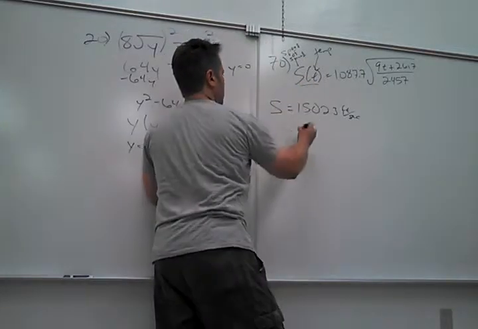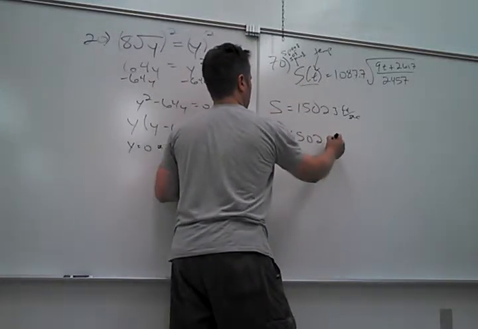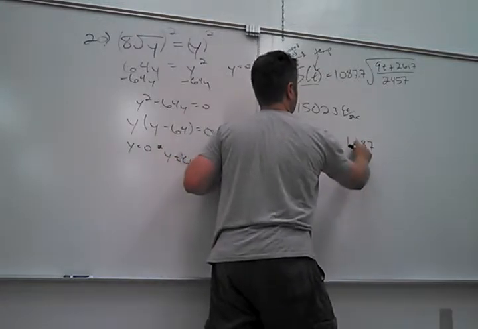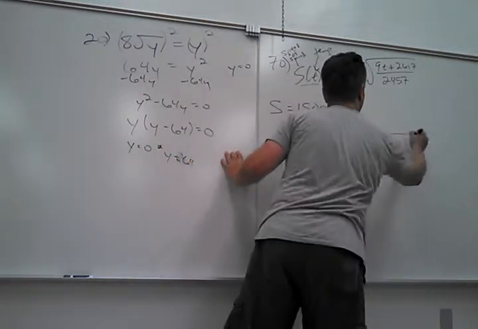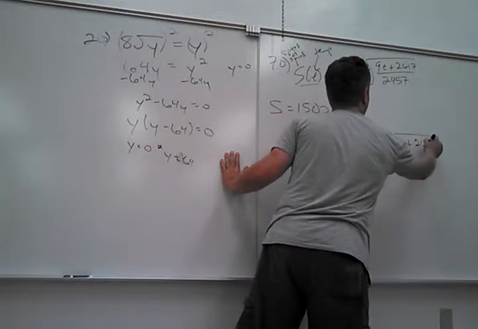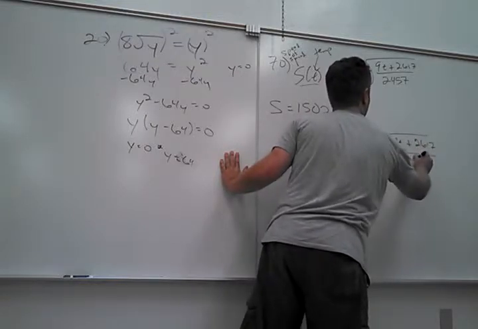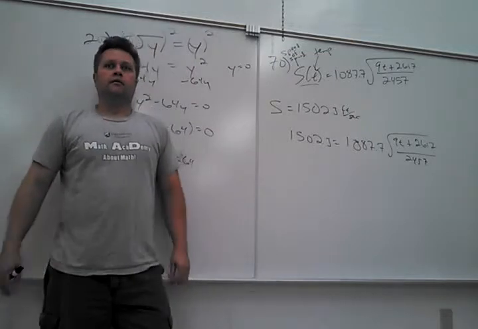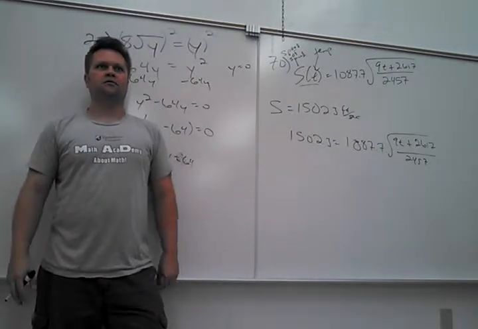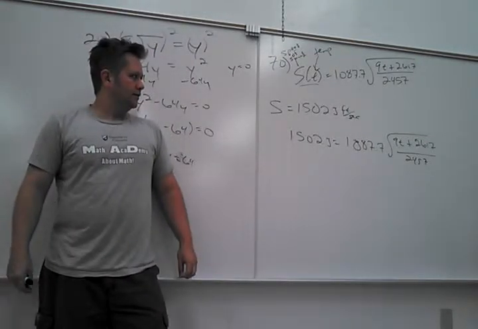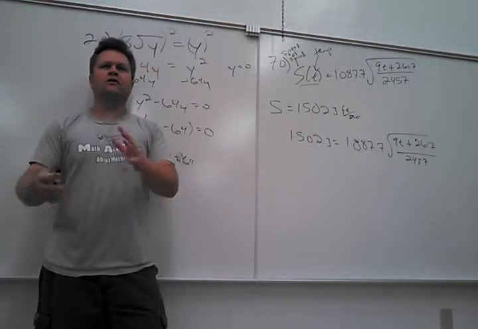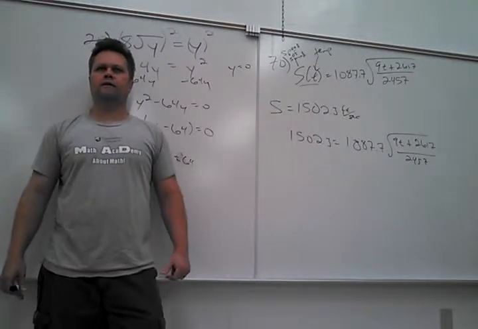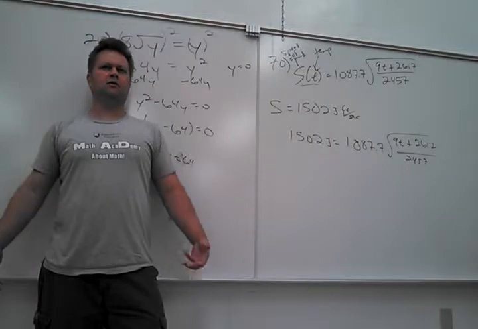So if I plug that in, I get this. Familiar equation. We see this all the time. That's a complete joke. We don't see this all the time. So what do you think the first thing would be good to do here? Yeah, I wouldn't square both sides here.